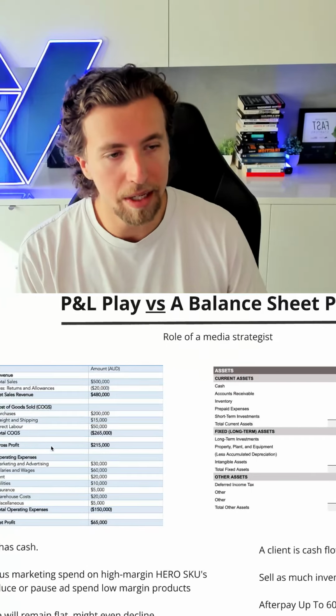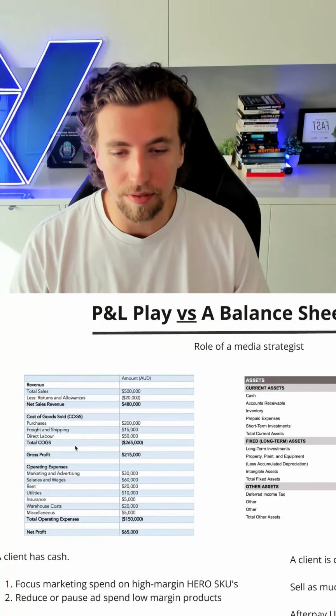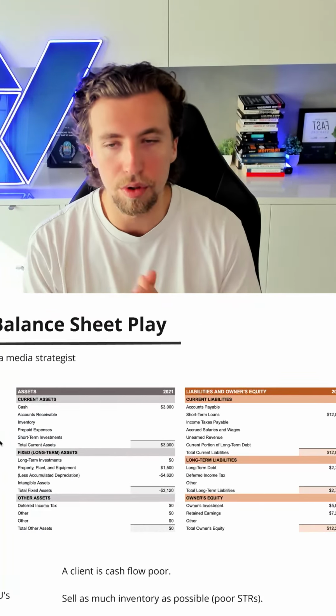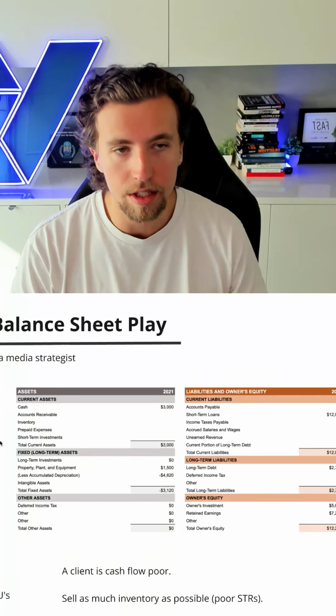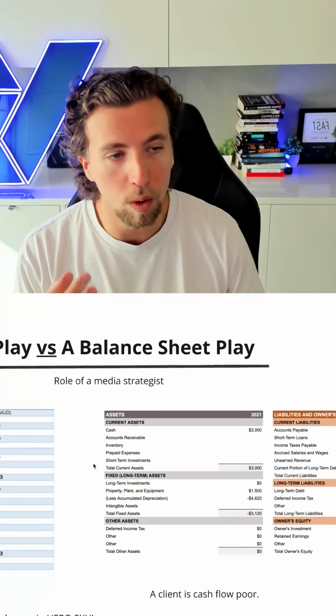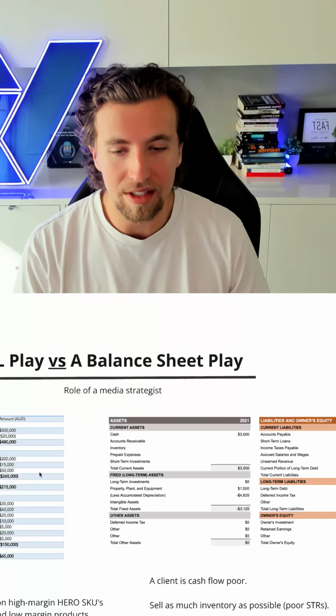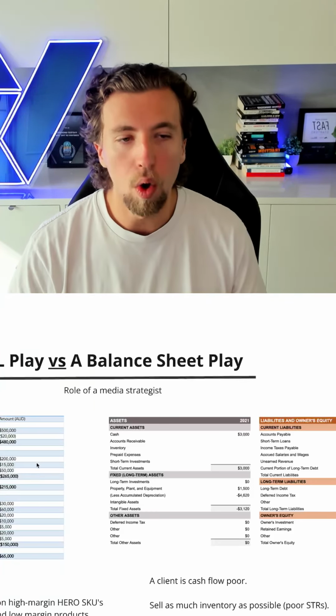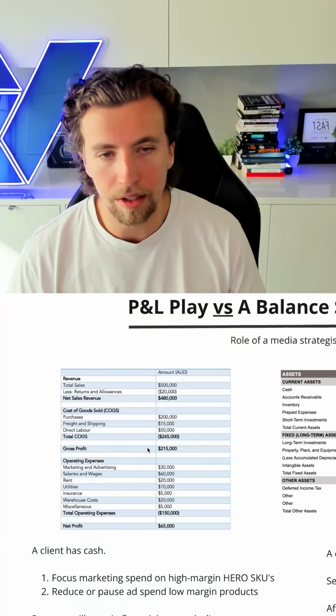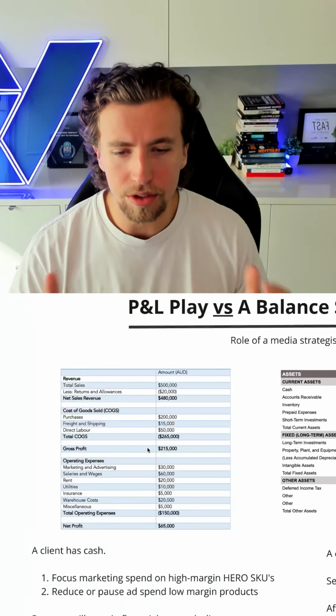Starting at the basics, the P&L is going to show you your profit in a specific time period. The balance sheet is going to show you the assets and liabilities within the business. Now, when we're talking about a balance sheet play here, what we're really talking about is liquidating inventory. Do we have a requirement to liquidate grade C inventory, or are we simply looking to maximize profitability? Now, why might there be a difference in strategy here?